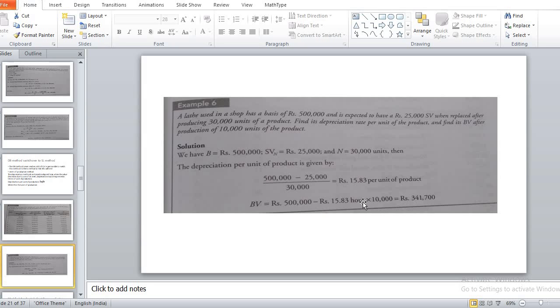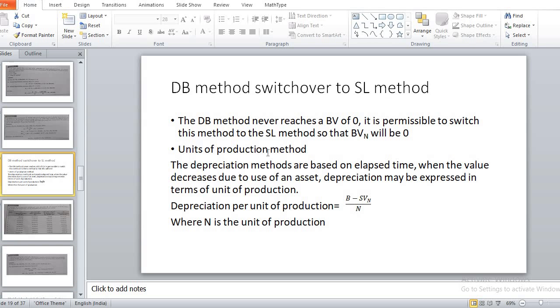So the depreciation value for each unit is 15 rupees 83 paisa. 15 rupees 83 paisa into the number of products, now 10,000. So this is the depreciation value for the 10,000 products. Cost basis value minus depreciation value for the 10,000 products is equal to the book value when production reaches 10,000 units. So this is the example based on the unit of production method.